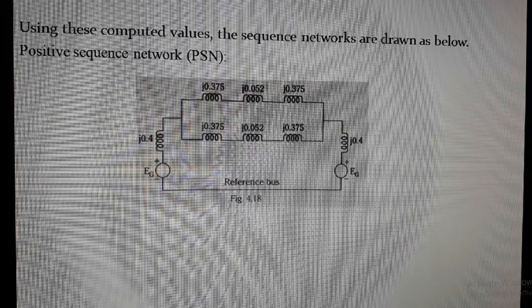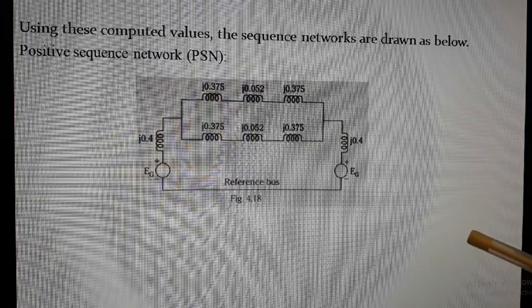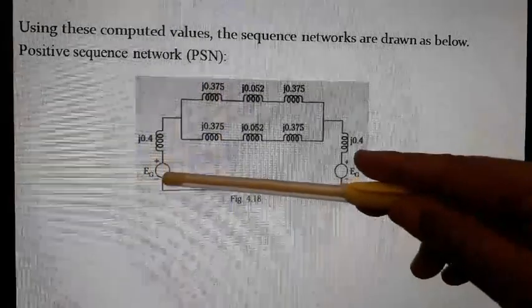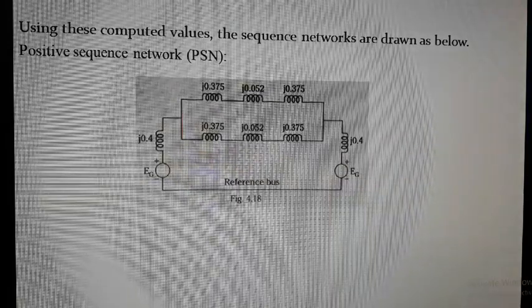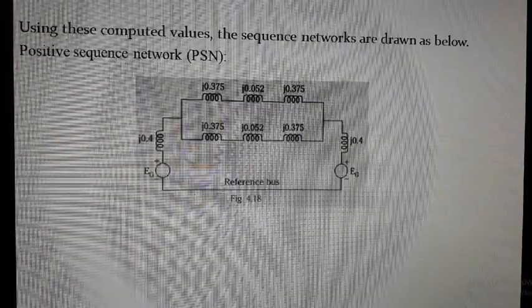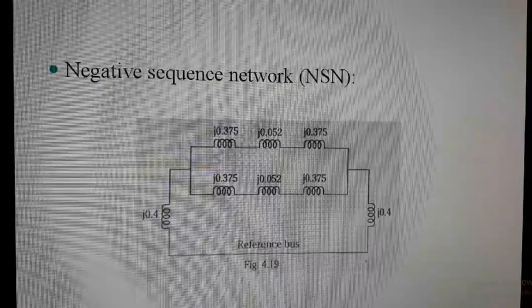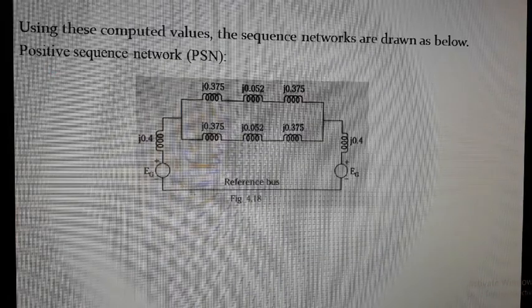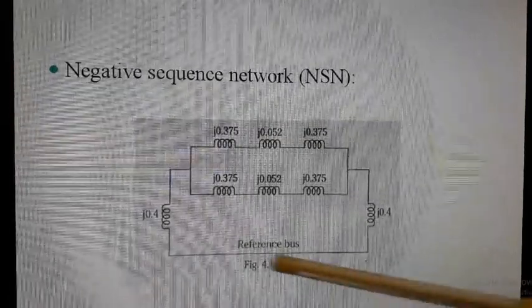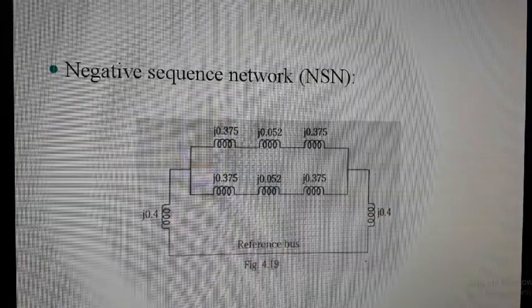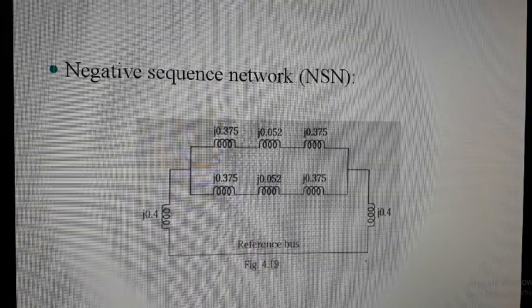This becomes the positive sequence network. Next, the negative sequence network. As I said in the previous example, it is one and the same, only the voltage sources are not present. That is what you write. See here, all the values are one and the same, except that the voltage sources are not present, and the network is similar to the positive sequence network. This becomes the negative sequence network.